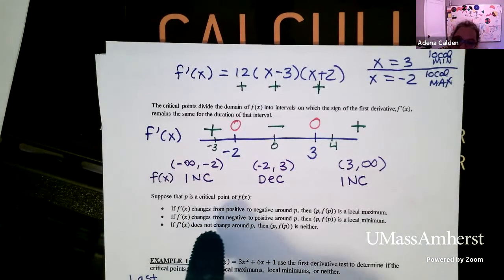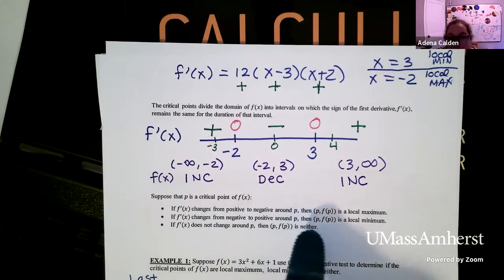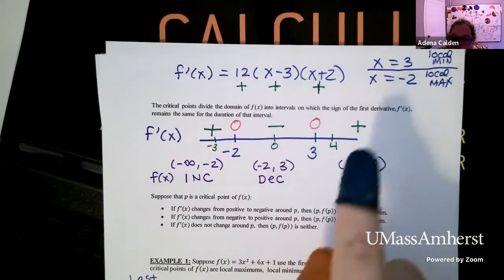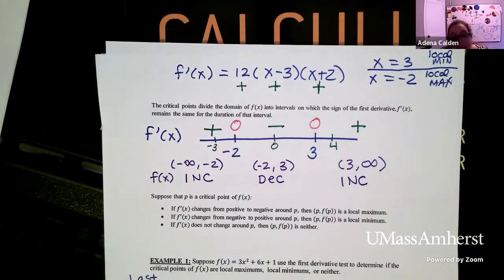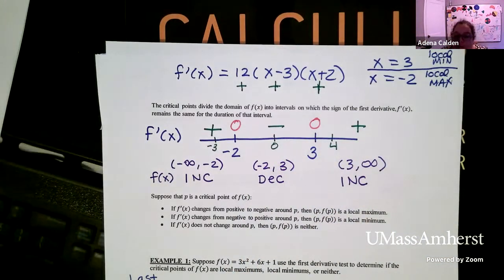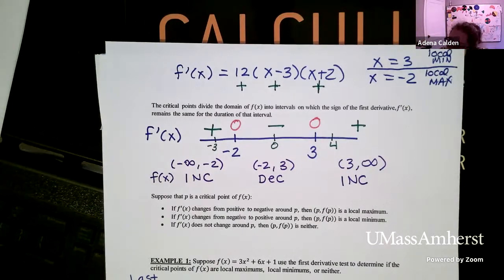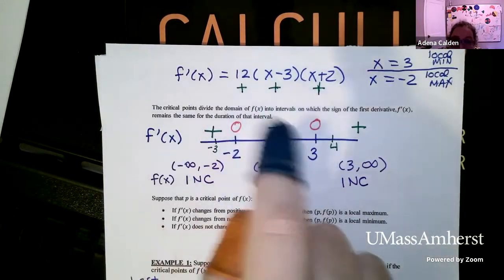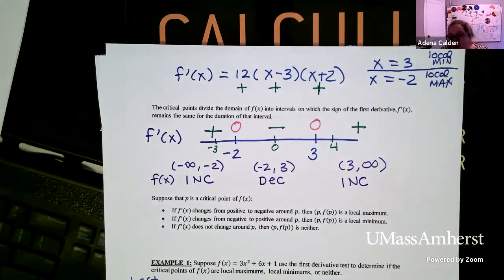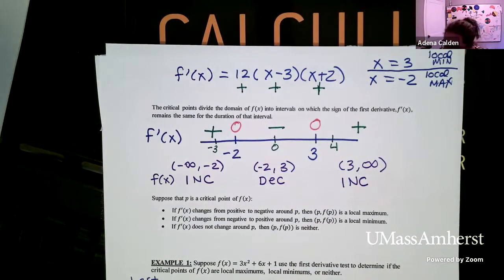If your first derivative changes from negative to positive around your critical point, then your critical point is a local minimum. So negative to positive means decreasing to increasing. That creates a minimum. If your derivative does not change around your critical point, then it's neither. So if this was positive to positive or negative to negative, that would mean neither. Okay, so if it doesn't change, then you don't have a local max or a local min.